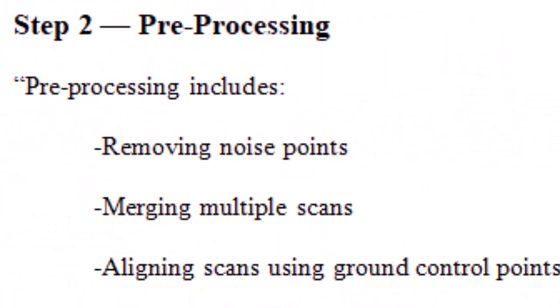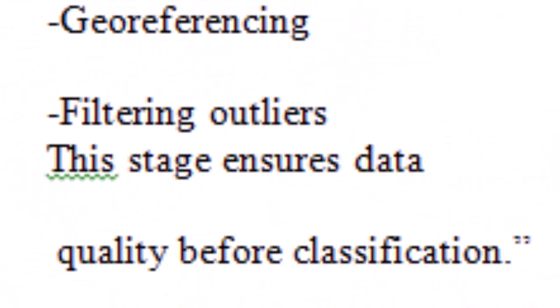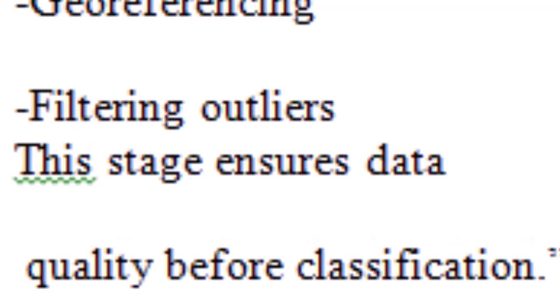Step 2. Pre-processing. Pre-processing includes removing noise points, merging multiple scans, aligning scans using ground control points, georeferencing, and filtering outliers. This stage ensures data quality before classification.